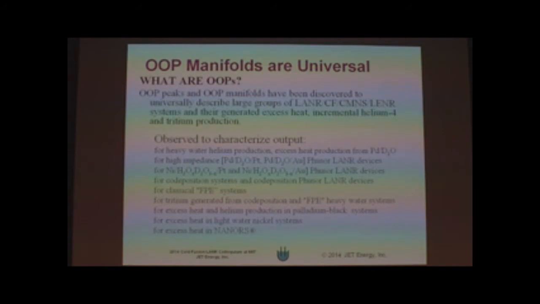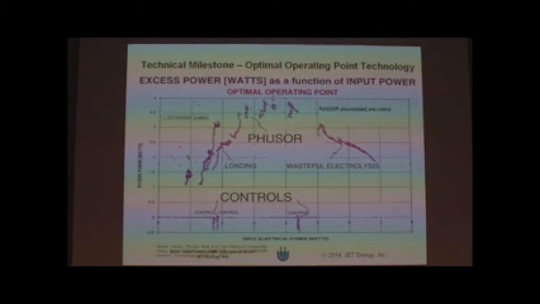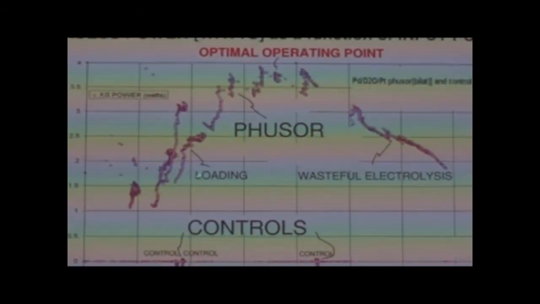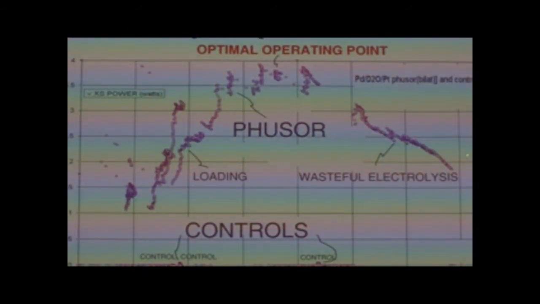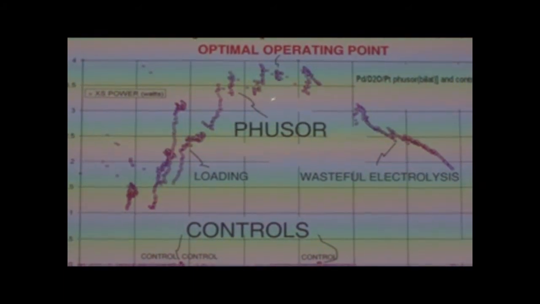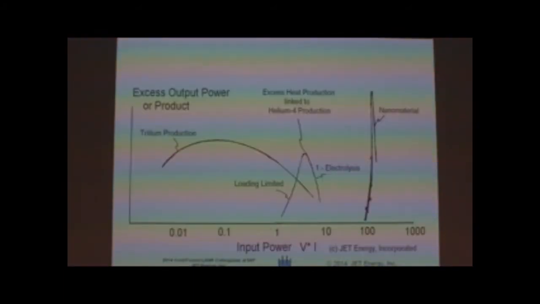Optimal operating point manifolds. This is the fourth thing that came out of the quasi one-dimensional model. And basically what we saw is that when we look at the excess power of either palladium with heavy water or nickel with ordinary water or combinations of the above, we see, when we plot as a function of input electrical power, a rise in excess power and then a fall off. And we believe here we're having insufficient loading, and we believe that here we're having wasteful electrolysis, as I showed you from the equation. And therefore, what we try to do is hit the peak performance, which is right here at the optimal operating point. Let's go to the next one.